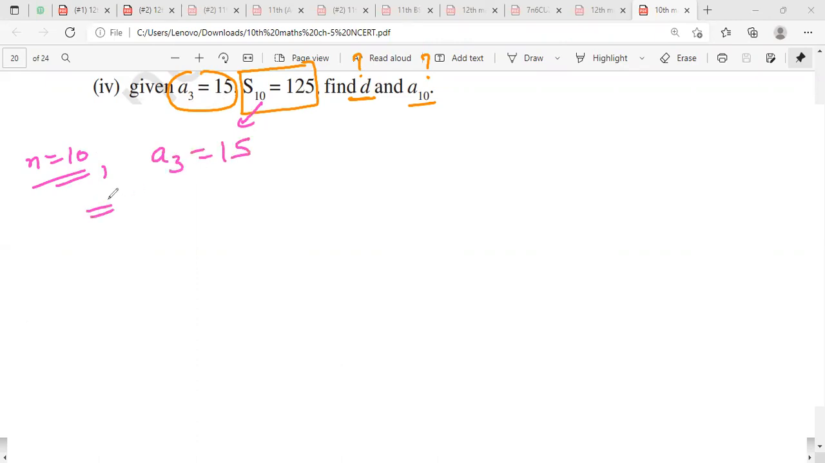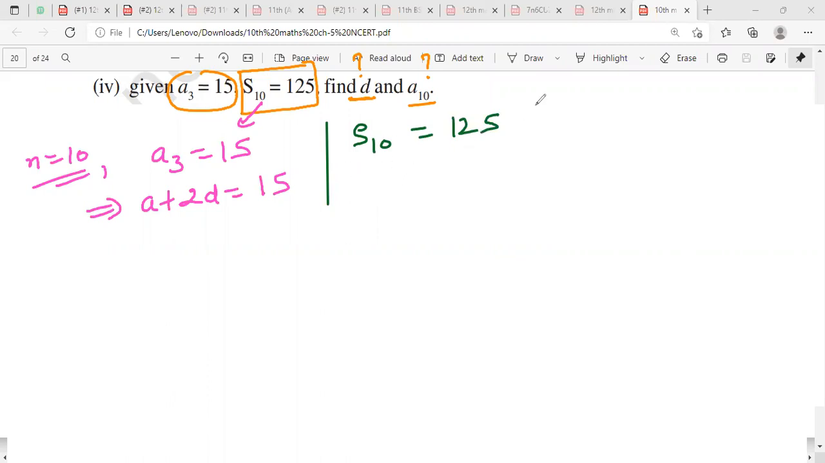What does it mean? It means A plus 2D is equal to 15. Right? Now, the sum of 10 terms has been given, that is S10 is equal to 125.